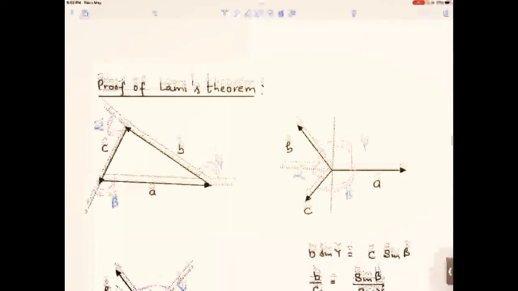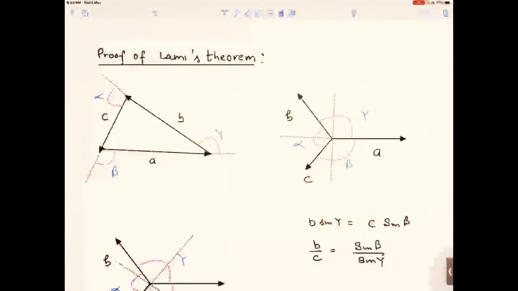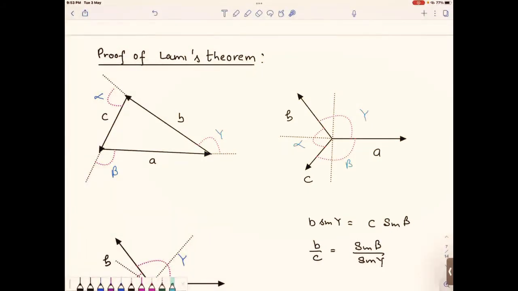If there are three vectors which give a resultant of 0, then what is Lami's theorem? The magnitude of each vector divided by the sine of the angle between the other two vectors is a constant quantity. So I'm taking vector A, vector B, and vector C, whose magnitudes are A, B, C respectively, and making a closed figure. It means the resultant is 0, and the angles between the vectors are given. Between A and B is gamma, between B and C alpha, and between C and A is beta.